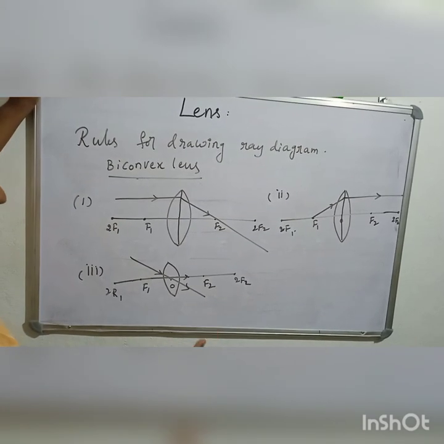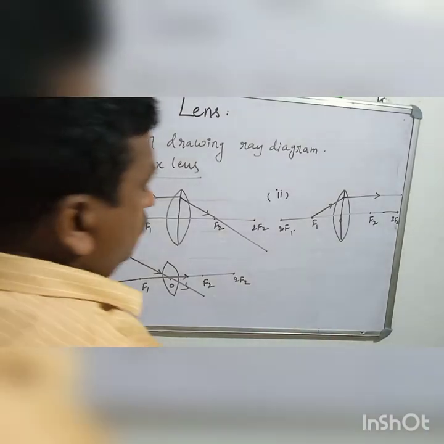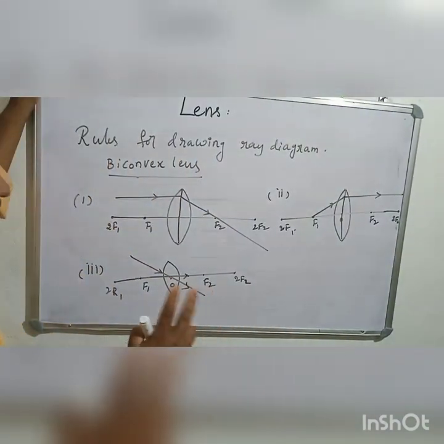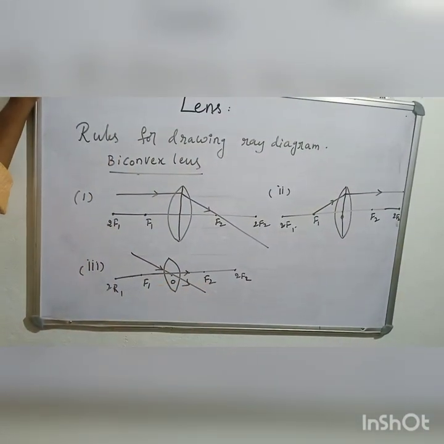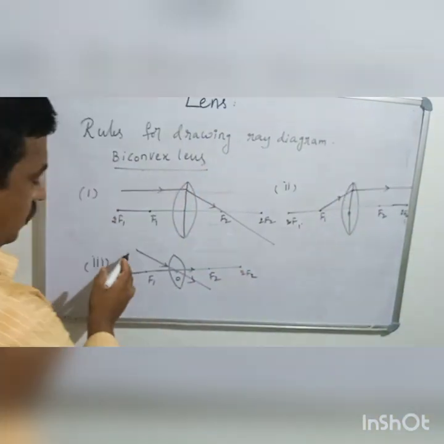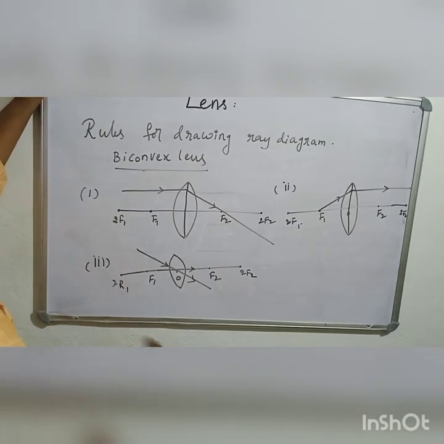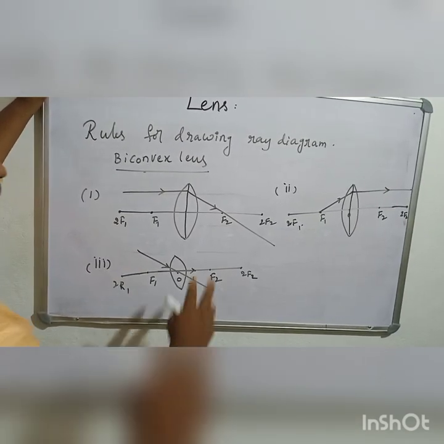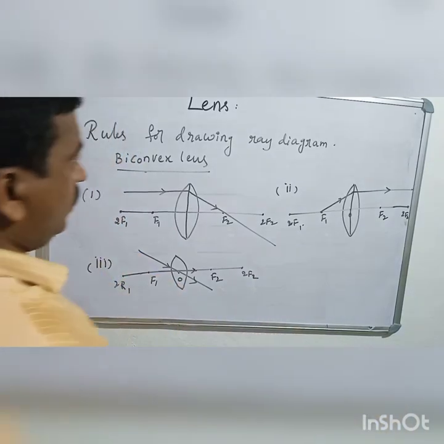For drawing an image, we definitely need two rays: either parallel to the principal axis, through the focus, or through the optic center. We need two rules, and we can use any two rules to draw the ray diagram.